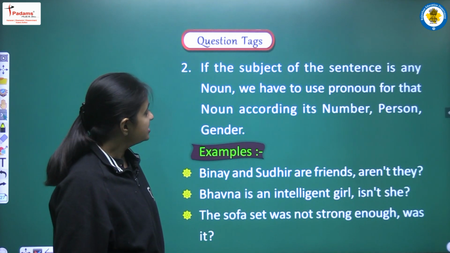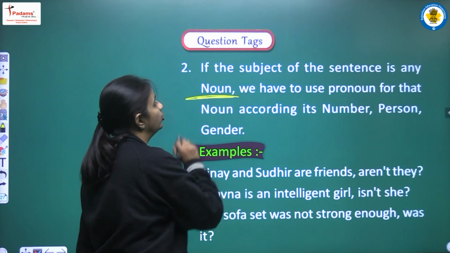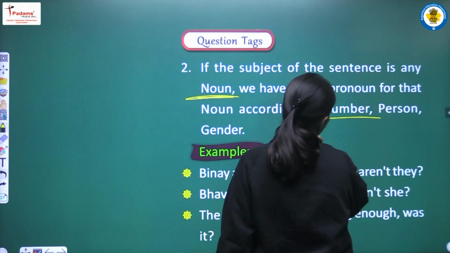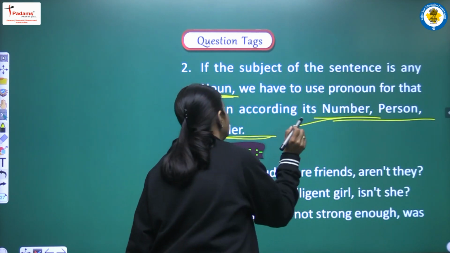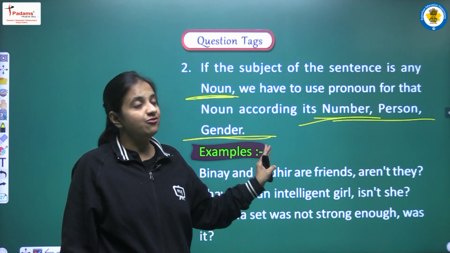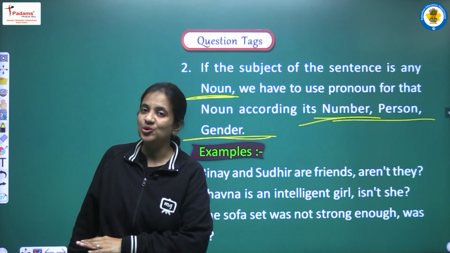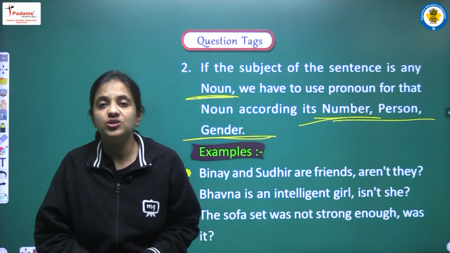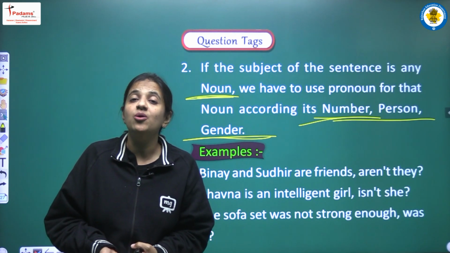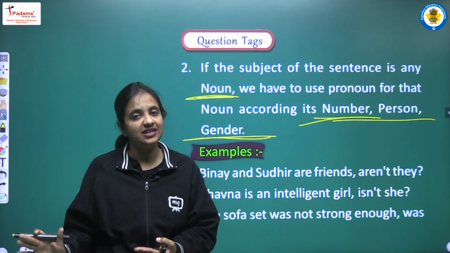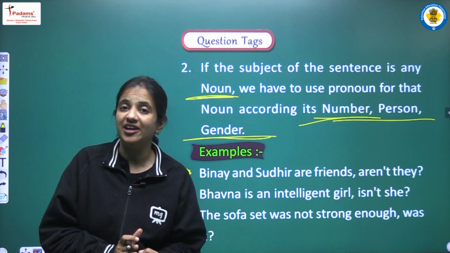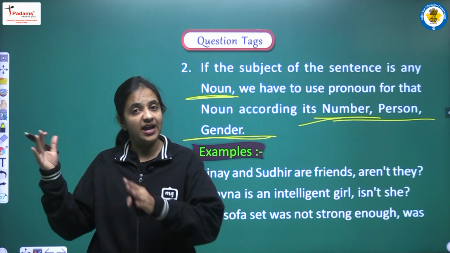So let's see. If the subject of the sentence is any noun, we have to use a pronoun for that noun. But how? According to its number, according to the person, and according to the gender. So it's a very important rule. We discussed in the previous rule that if we have any personal pronoun, we just use the same personal pronoun. But now the point is, if we have a noun, how can we change the noun into a pronoun? Because it is clear that in the question tag we can't use any noun, we have to use only a pronoun there, right?